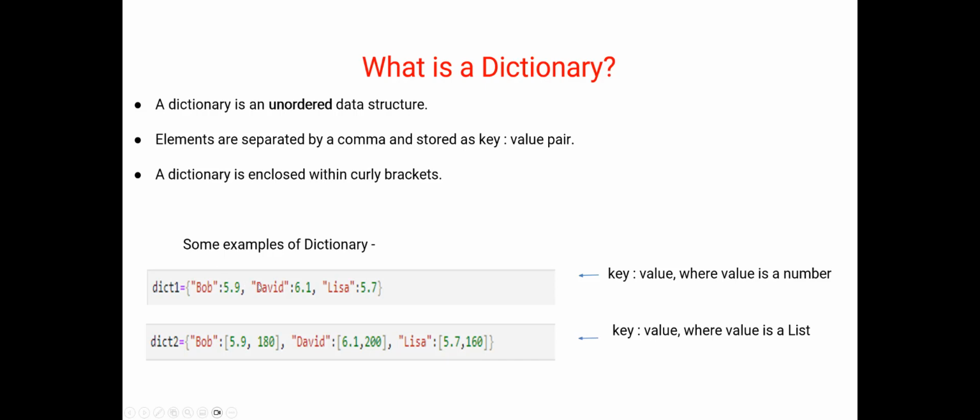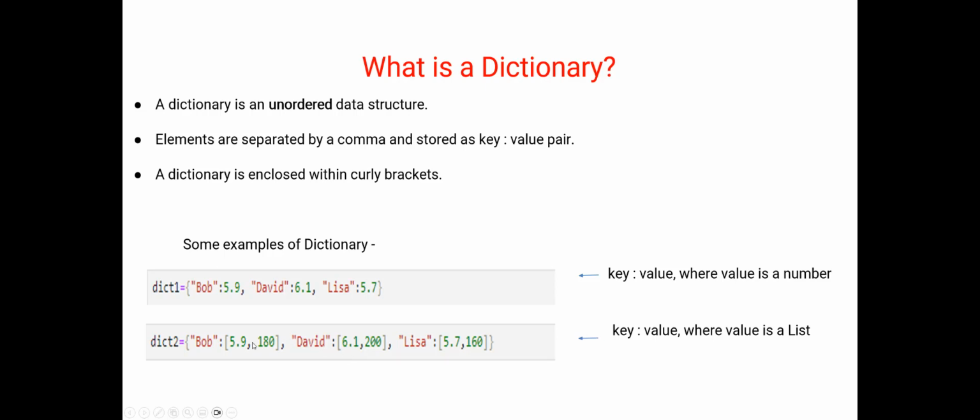So each of these names are actually keys of the dictionary, and each of these numbers are values, and that's what a key value pair is. Now here is another example of a dictionary. In this case, each key is actually mapped to multiple values. Like Bob has 2 values here, David has 2 numbers, and so on.